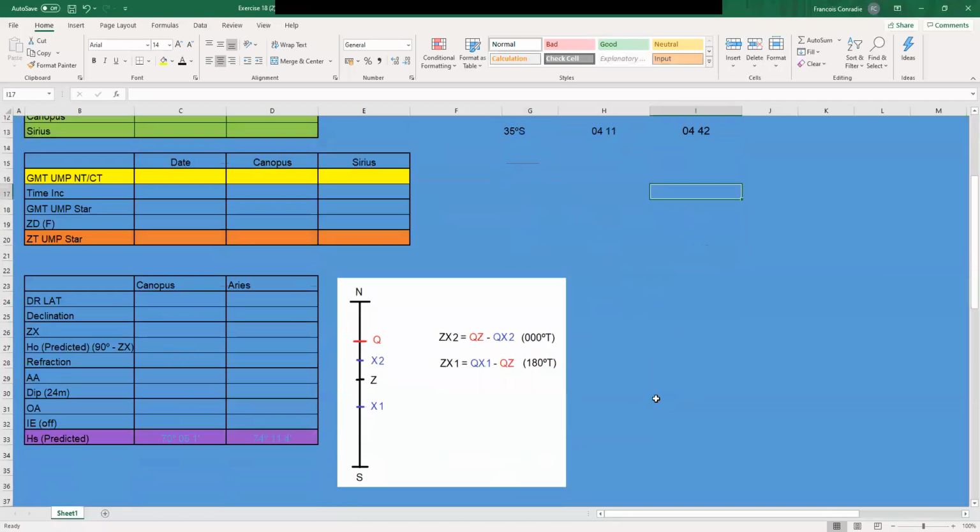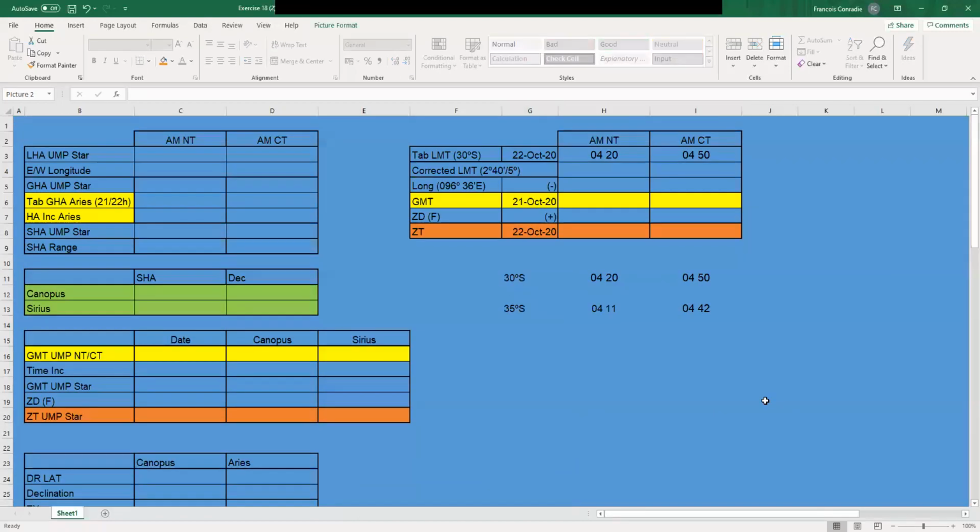Correct? I'm just going to move this out of the way for now. So we had 30 degrees south, and those are the values given. And we had 35 degrees south, and that's the value given there. But now we are somewhere in the center. We're over here at 32 degrees 40 south. Right. Now that means that we will need to interpolate for this value.